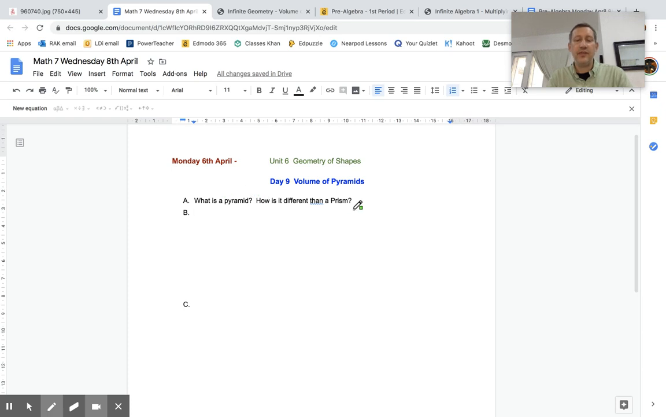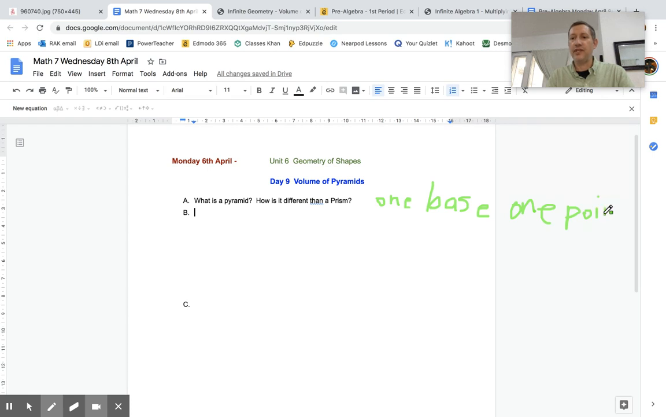A pyramid only has one base, one side, that's the base. It doesn't have a top and a bottom. And then on the opposite side, it converges to 1 point. So only 1 point. Now, how do you find the volume of a pyramid? Because that's what we're asking today.